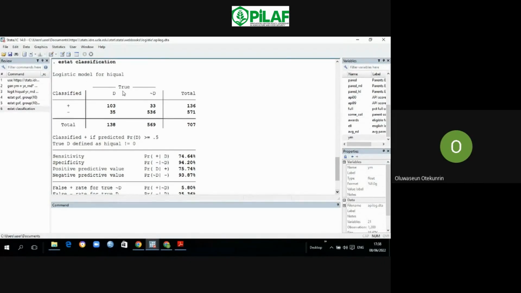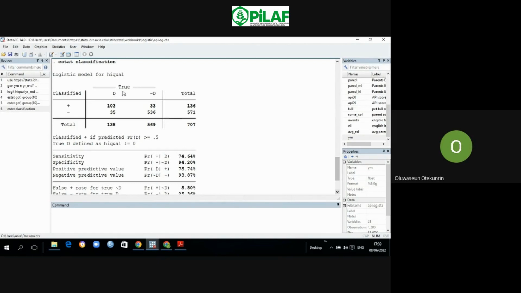74.64%. Our model has been able to correctly classify 74.64% of high quality schools. That is the interpretation of that sensitivity. The next one is specificity.